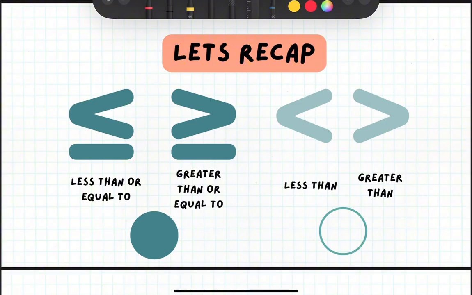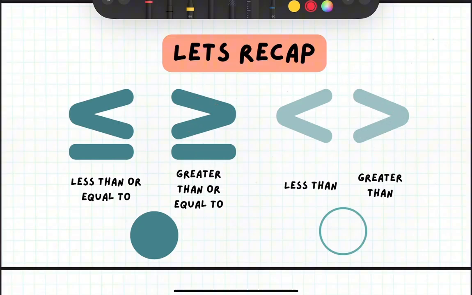On the other hand, we have our greater than symbols. And similar to the less thans, whenever we have a line underneath, that means that the value that we're working with is greater than or equal to that number.